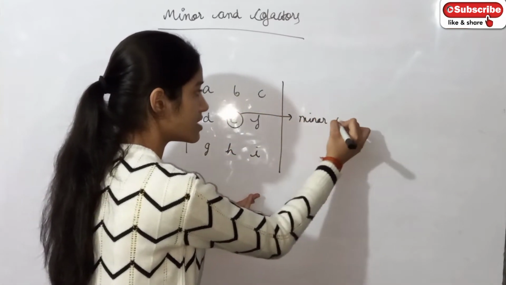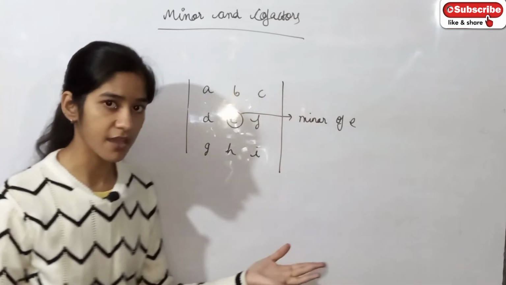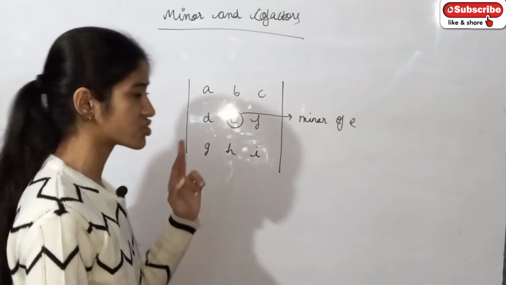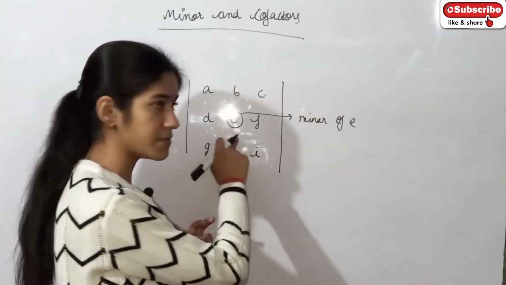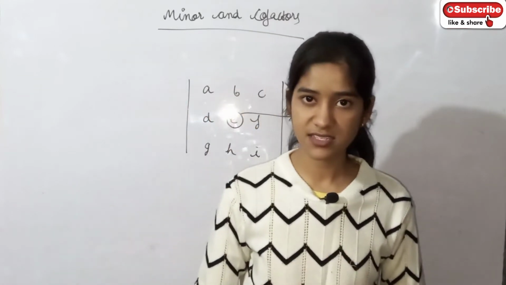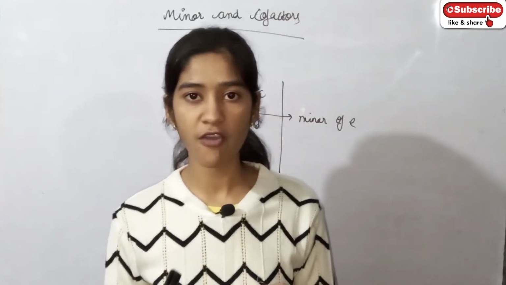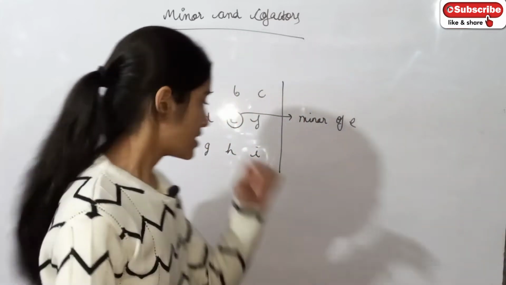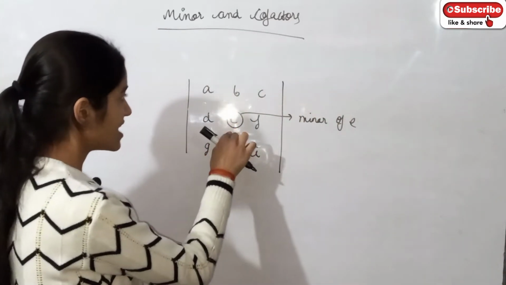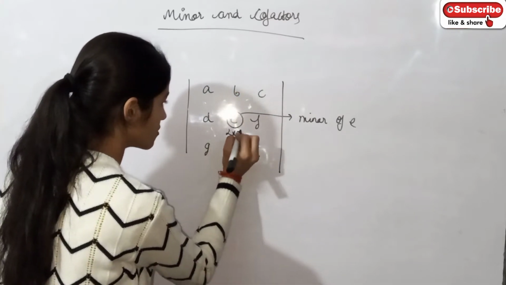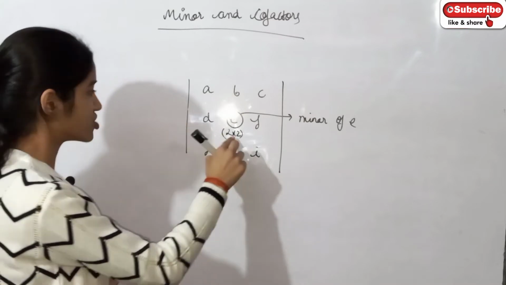If we have to find the minor of e, we have taken any element here. Here I am going to take the minor of e. The minor is the value of the determinant obtained by deleting that ith row and jth column. What are i and j? This is the element e. It lies in the second row and second column, so i is second and j is also second.